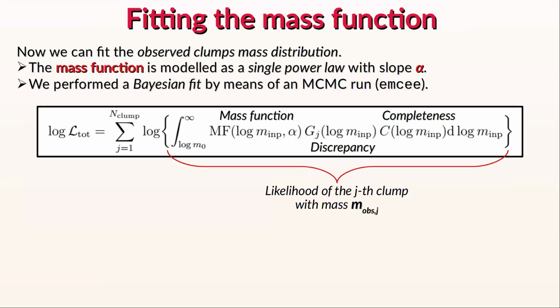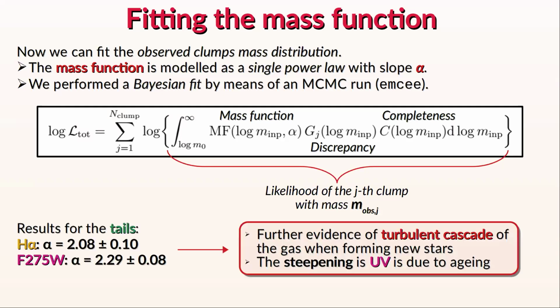The fitting of the mass function is done in a Bayesian way. Without looking at the whole formula, I just want to point out the three main components: the mass function with the slope alpha; the discrepancy that I was talking about, so the distribution of intrinsic masses given the observed mass of a real clump; and the completeness of the sample in that bin of input mass. These are the results in detail, and I'm quite confident about them right now.